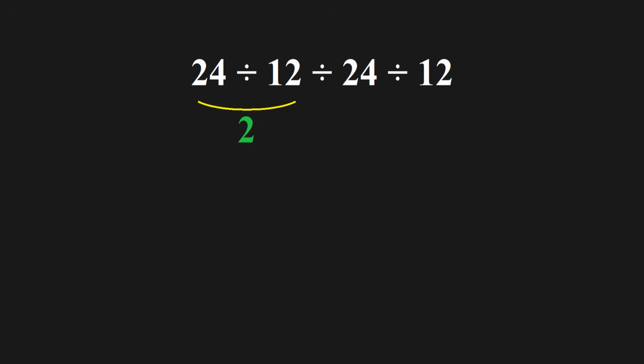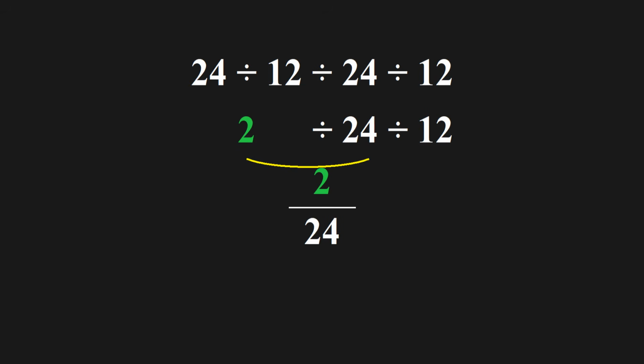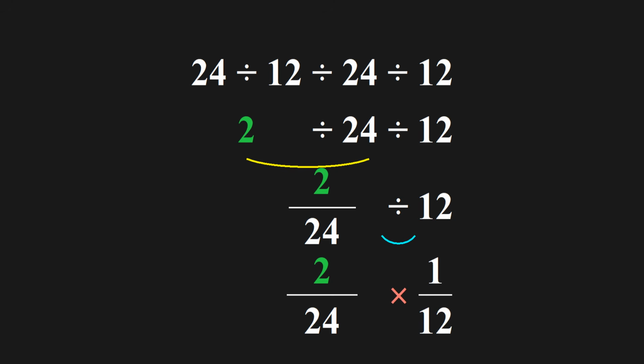So we have 2 divided by 24 divided by 12, and we can write this part as 2 over 24 divided by 12. So we must keep the first fraction 2 over 24 and change division to multiplication, then flip the second fraction 1 over 12, which equals 2 over 288, and this is our final answer for this problem.